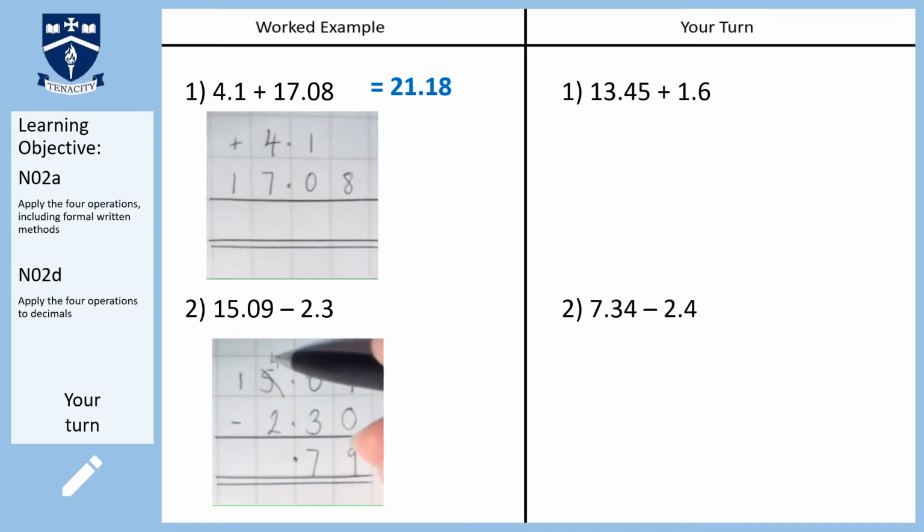Place our decimal point. 4 subtract 2 is 2. 1 subtract 2 is 1. So we can see our answer is 12.79. Press pause and have a go at your questions.